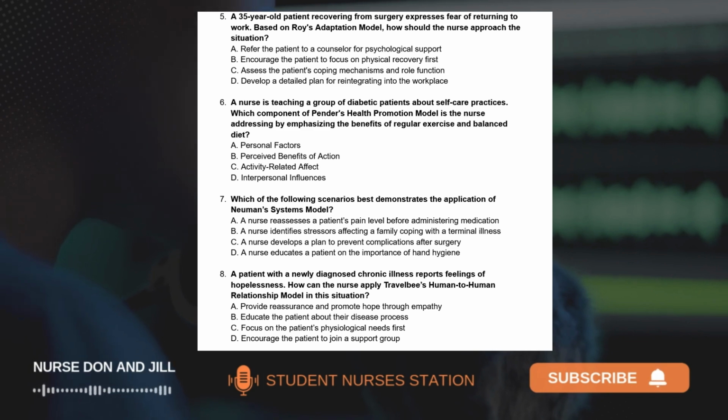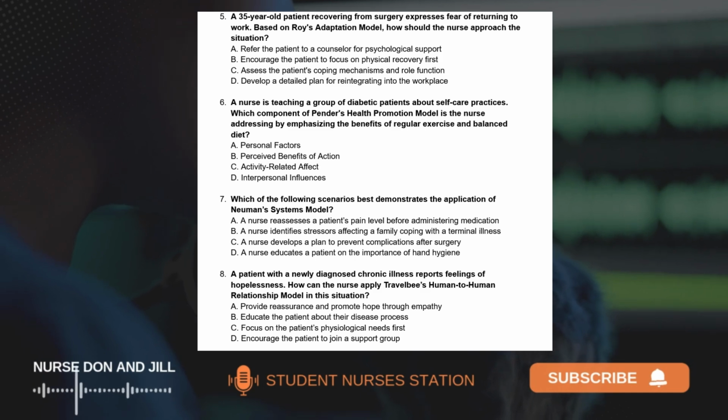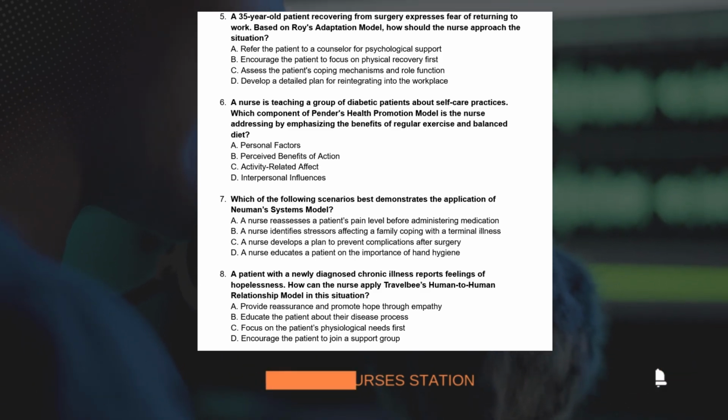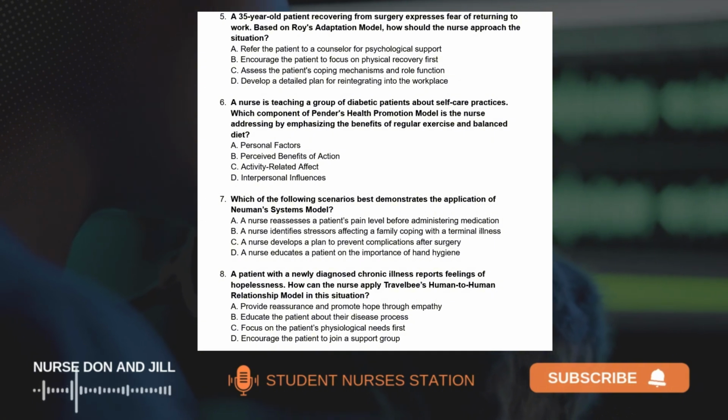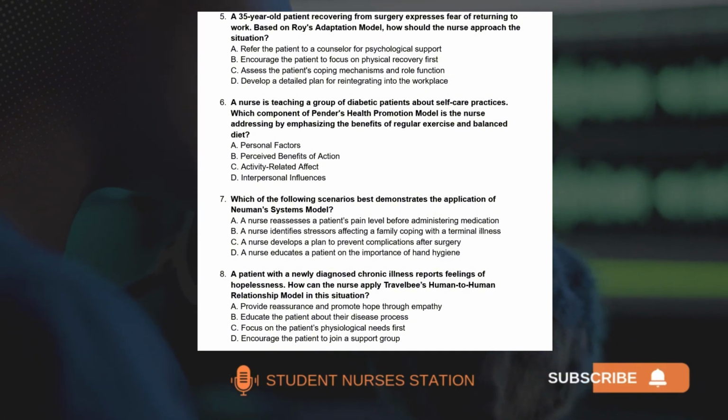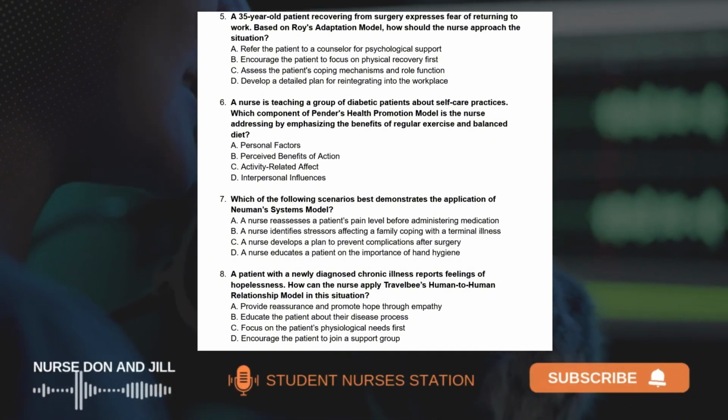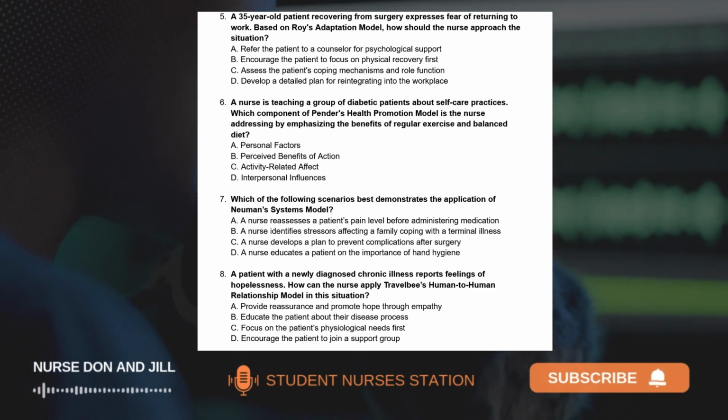All right, what about question 8? Okay. It says, a patient with a newly diagnosed chronic illness reports feelings of hopelessness. How can the nurse apply Travelbee's human-to-human relationship model in this situation? Now, Travelbee's model is all about empathy and truly connecting with the patient. So I'm going to go with A. Providing reassurance and promoting hope through empathy.